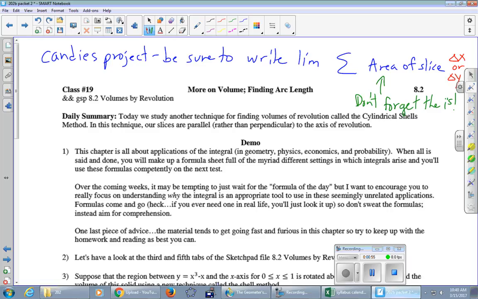So make sure that you put all of this stuff in the project for each of those 4 Candy questions. Maybe even make a note on the project directions that it should follow this format. Don't forget the i's. Delta x or delta y will depend on how you draw your pictures.